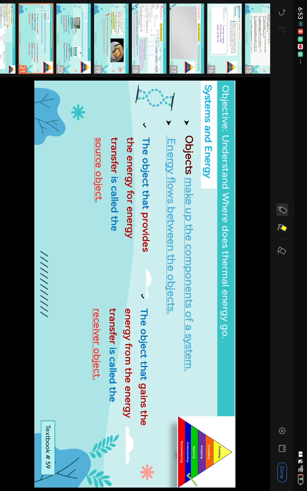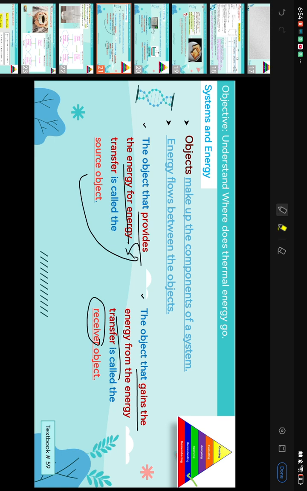So the object that provides the energy, we call it the source object. So now we know the meaning of source object: the object that provides the energy. Okay, what about the receiver object? The receiver object is the object that gains the energy. We call it the receiver object.